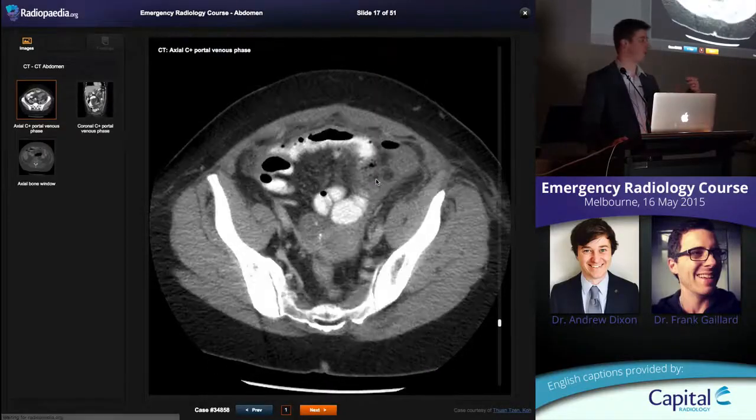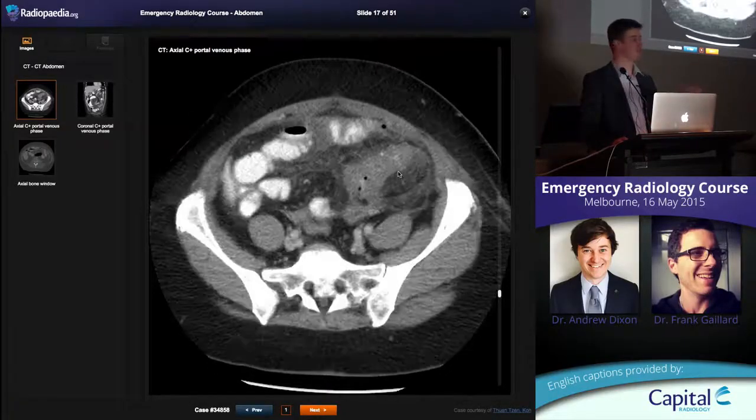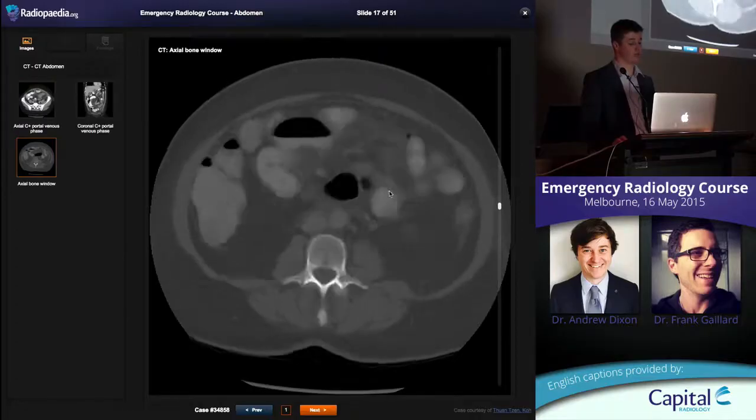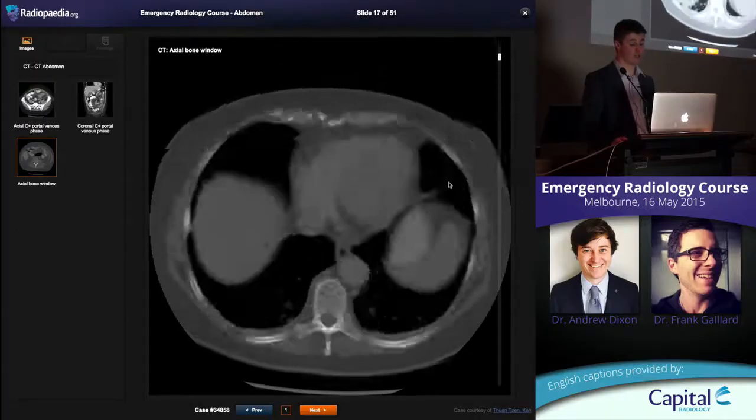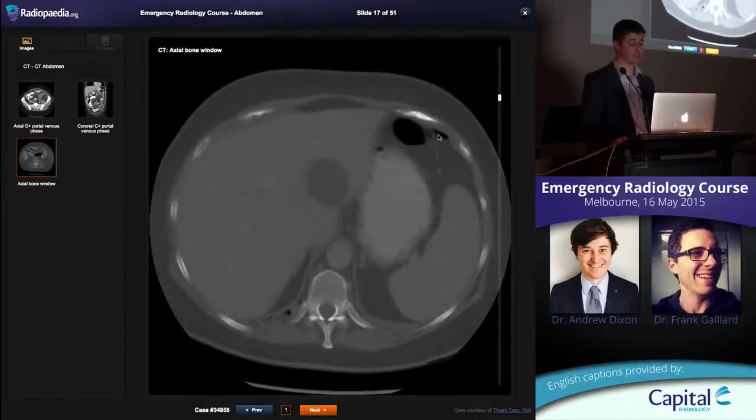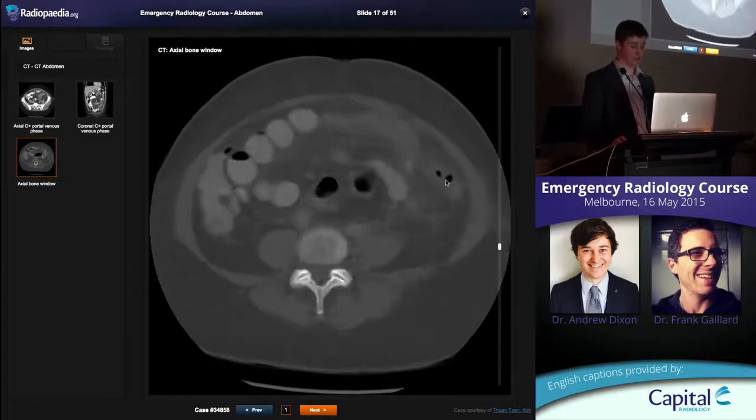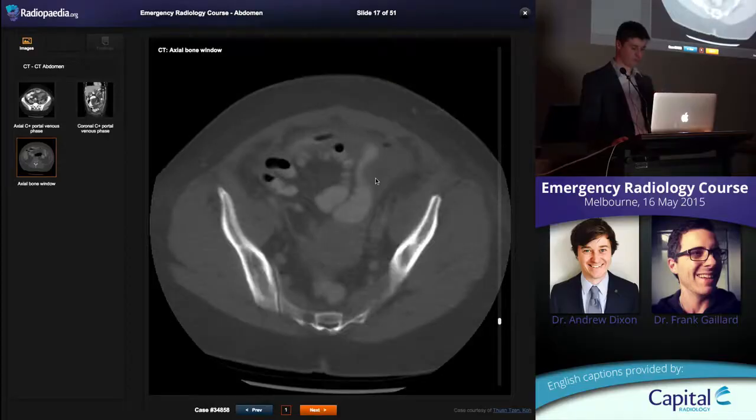What are you going to do? You've got an itis in the sigmoid. It's probably diverticulitis. You've got to make sure they haven't perforated. Switch it onto your bone or lung windows. Have a look from the top. Gas is going to track up to the top. Okay, little locules of gas sitting in the wrong spot, perforated, acute diverticulitis.